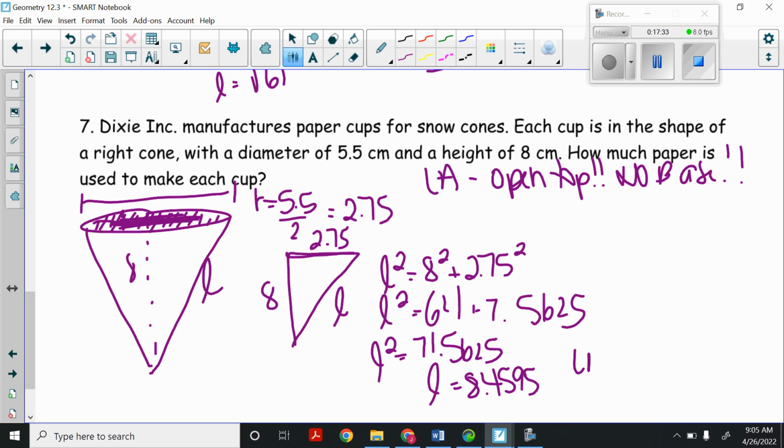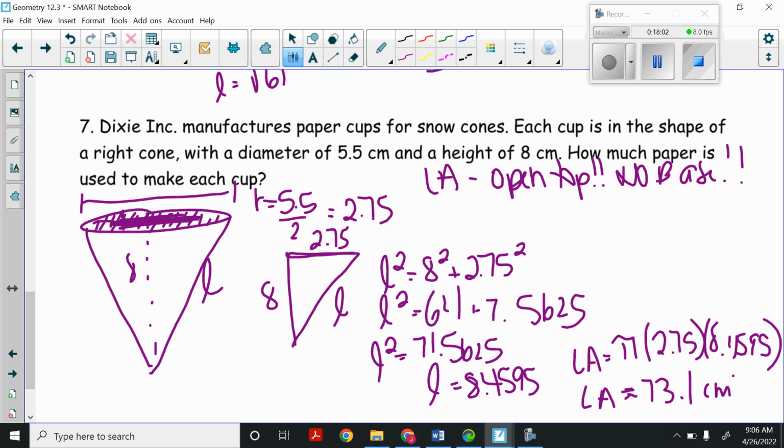So then I can say that the lateral area is equal to pi, there's my radius, 2.75, times my slant height, 8.4595. So then my lateral area is 2.75 times 8.4595, and I'm going to go ahead and multiply through by pi so that I know exactly what this is. So my lateral area is approximately 73.1 square centimeters. That's about how much paper we would need to make each cup for our snow cones. All right, so that wraps up section 12.3.